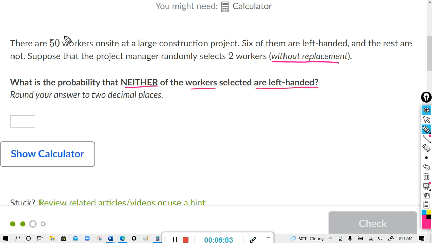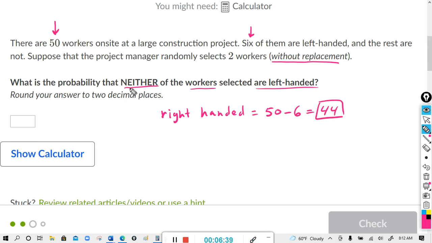Okay. So we're selecting out of 50, right? And 6 of them are left-handed. So that means how many are right-handed? Well, that's just going to be 50 minus 6. That is 44. Okay? So that's how many are right-handed.